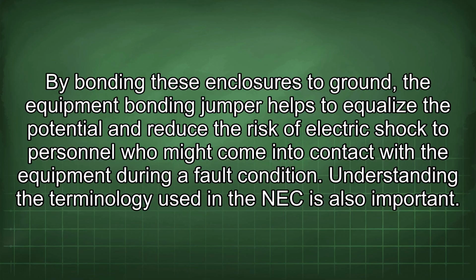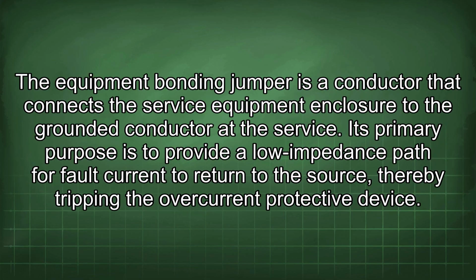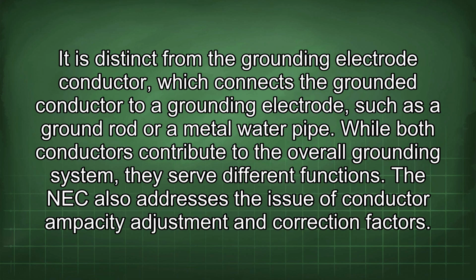Understanding the terminology used in the NEC is also important. The equipment bonding jumper is a conductor that connects the service equipment enclosure to the grounded conductor of the service. Its primary purpose is to provide a low impedance path for fault current to return to the source, thereby tripping the overcurrent protective device. It is distinct from the grounding electrode conductor, which connects the grounded conductor to a grounding electrode, such as a ground rod or a metal water pipe. While both conductors contribute to the overall grounding system, they serve different functions.